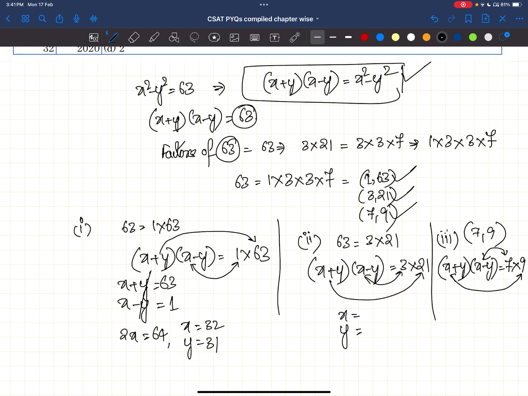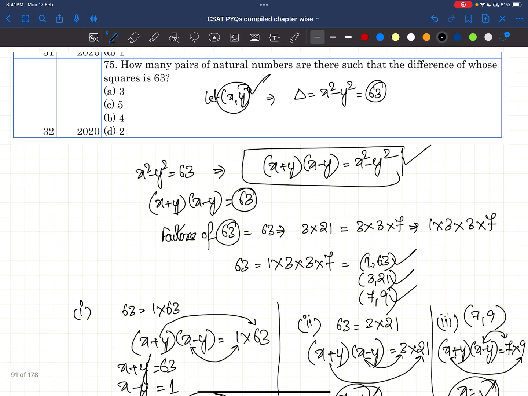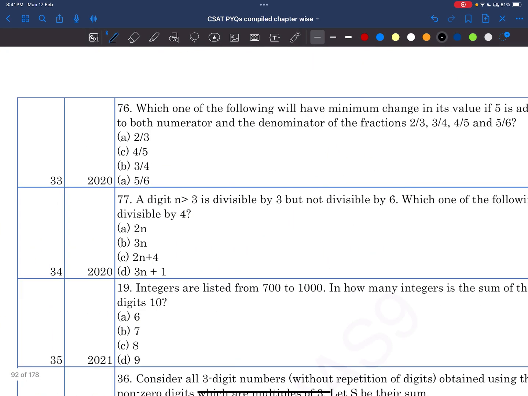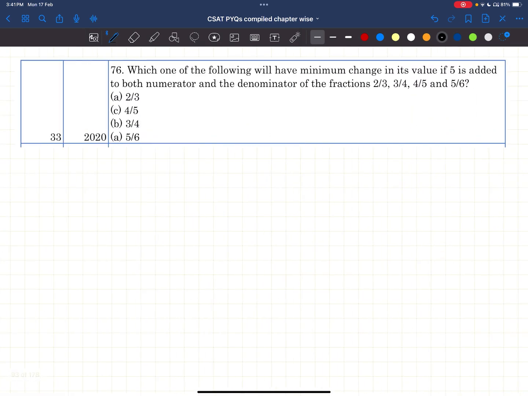We'll get here x and y value. Here also we'll get x and y value. Means this is one pair, this is one pair, this is one pair. So here he's asking how many pairs, right? So answer is 3 pairs. Right? Now, let's go to the next.